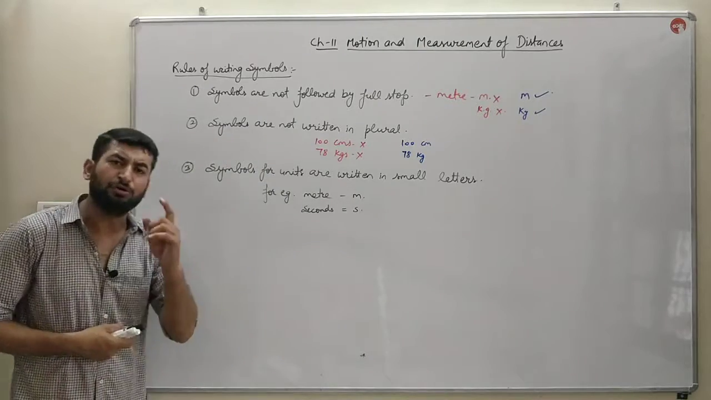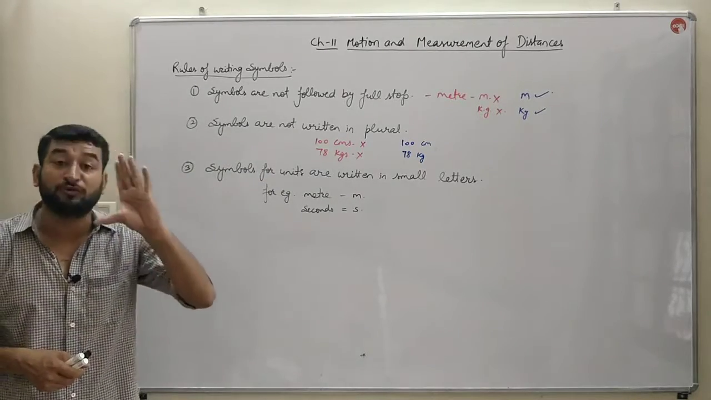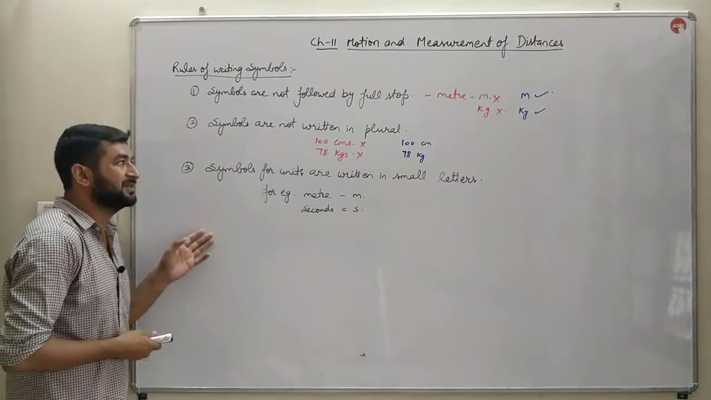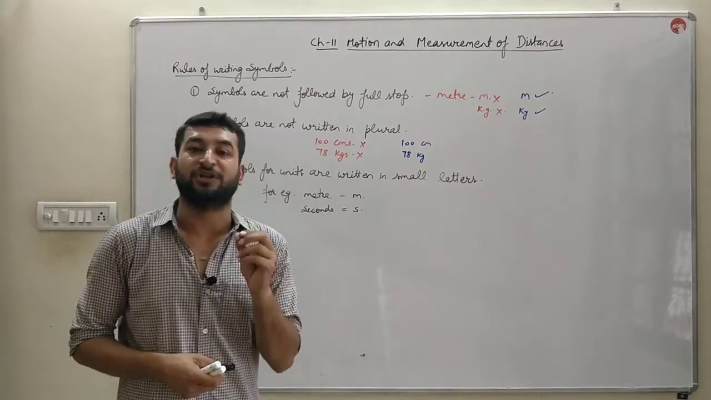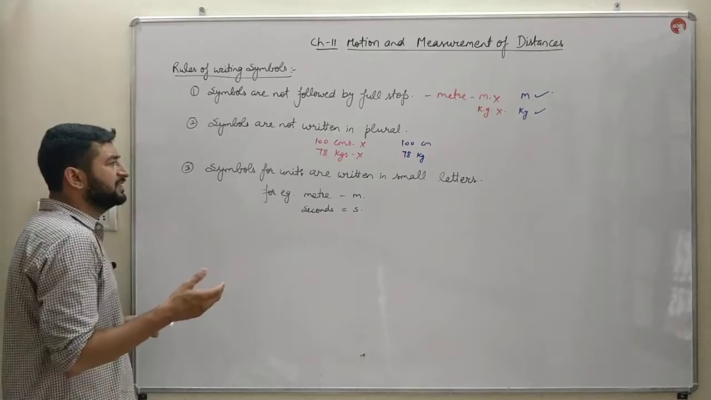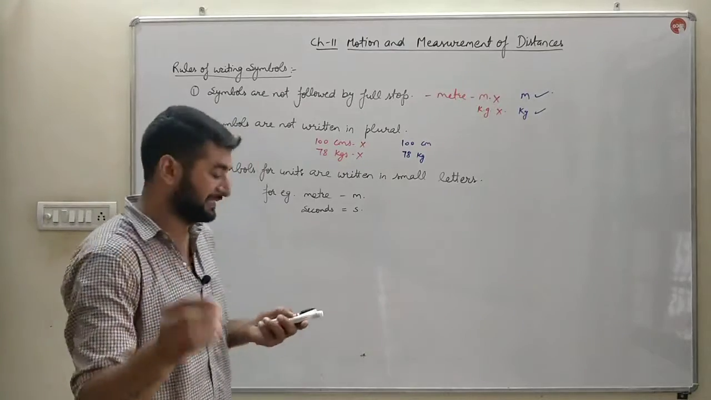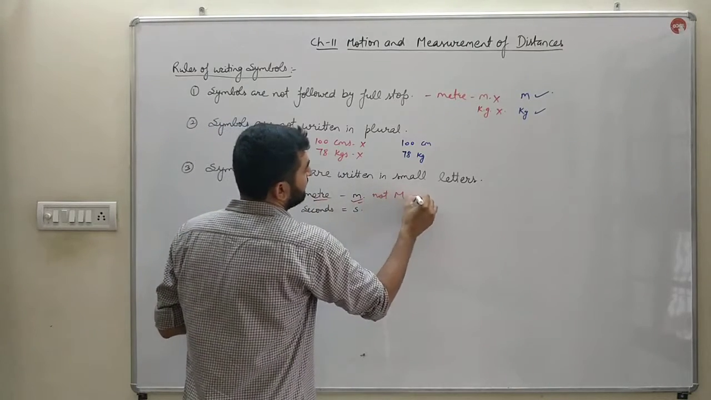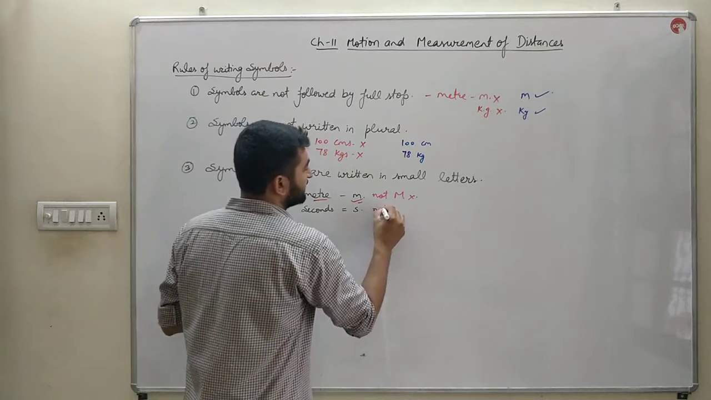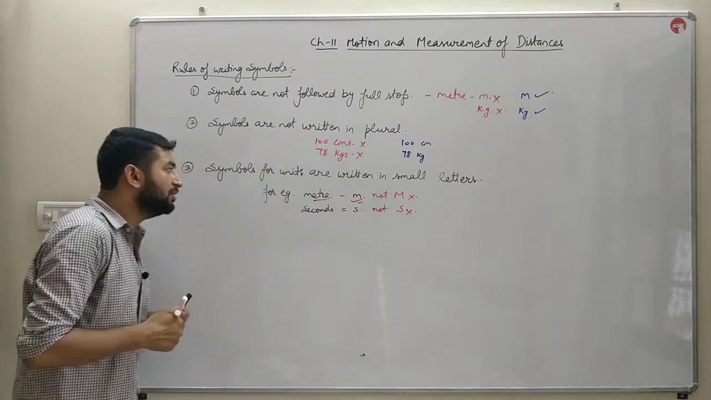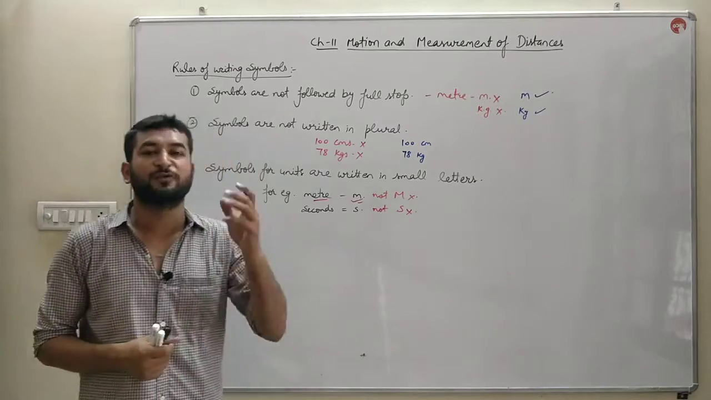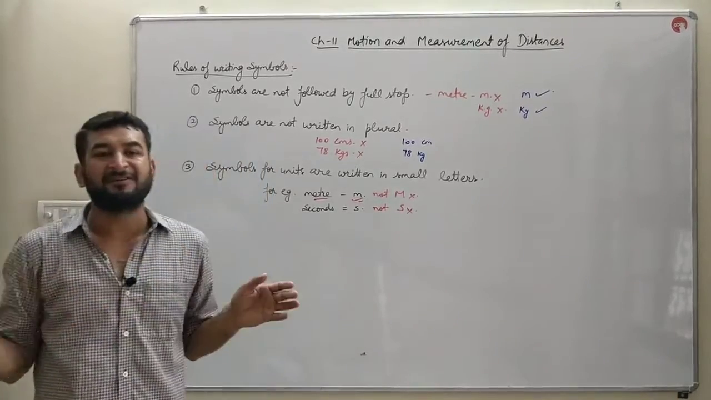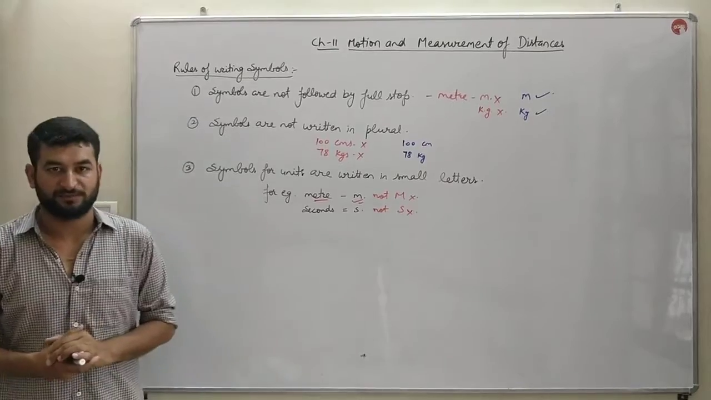form. So symbols of the units are written without full stop, and without having their plural form. The third and last rule is that they are always written in small letters. For example, meter is written as small m, not capital M. Seconds is written as small s, not capital S. So the symbols for the units are always written without full stop, in small letters, and they are never written in their plural forms.